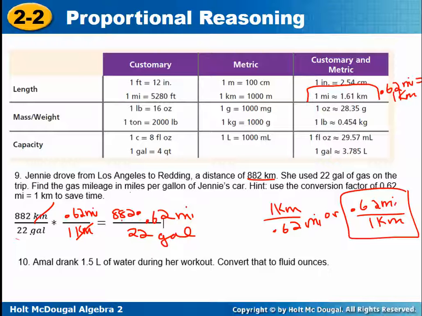but I'd take 882 times 0.62, and then I would divide by 22, and I would get a number, something, miles per gallon.